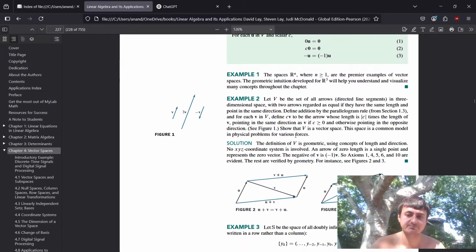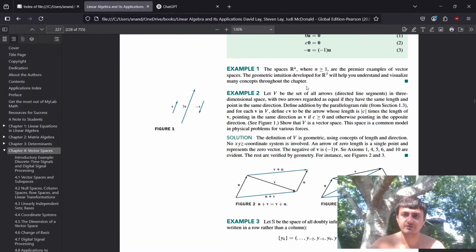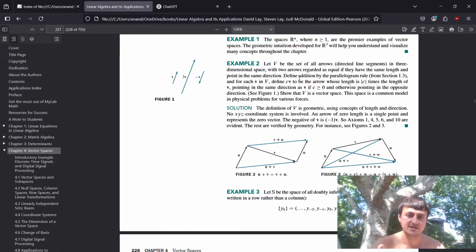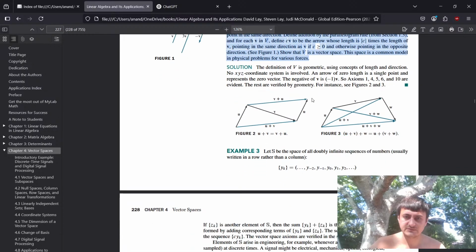Then we get into a bunch of pretty cool examples. The first example is just Rn, which is nice because it's the most familiar of the examples, since we've been working on it for the past month or whatever. The second example is you remove the coordinate system and you just think about arrows with direction, and then you draw pictures as the geometric proof. So that one's pretty cool.